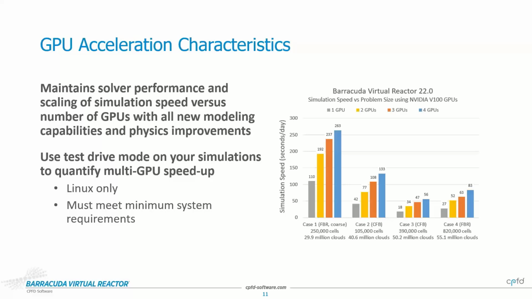If you'd like to try out the multi-GPU simulation capabilities of Virtual Reactor, you can perform timing tests on your own simulations using test drive mode, which runs the solver and records simulation speed information. And if you wish to perform timing tests using multiple GPUs, you must first have multiple GPUs installed in your system that meet our multi-GPU system requirements.